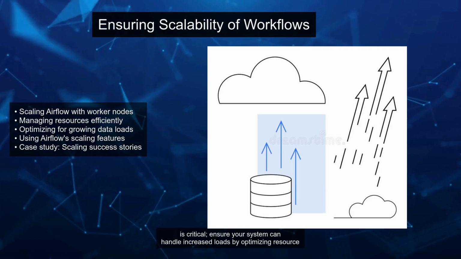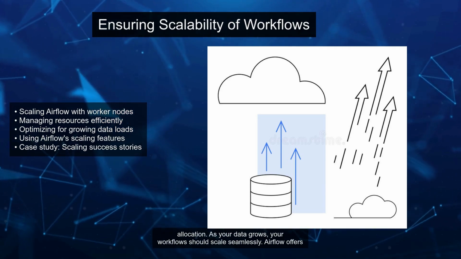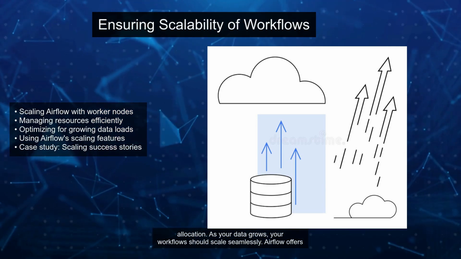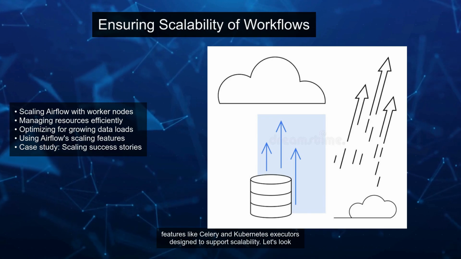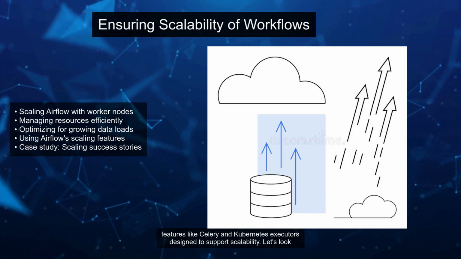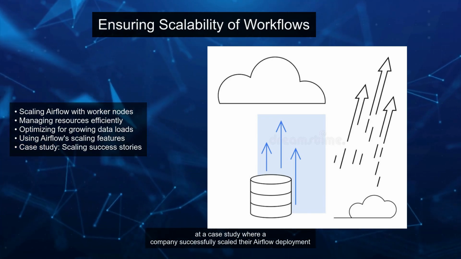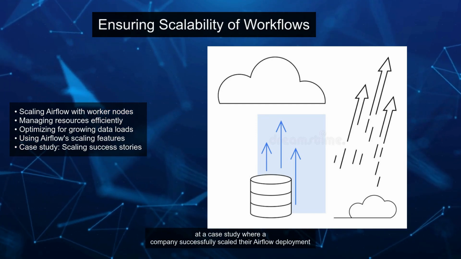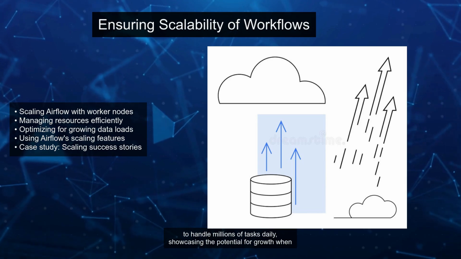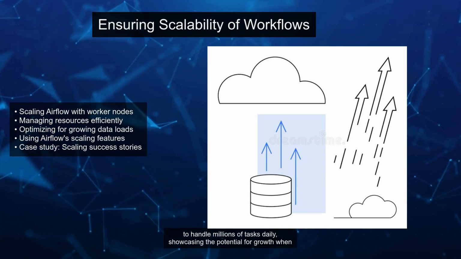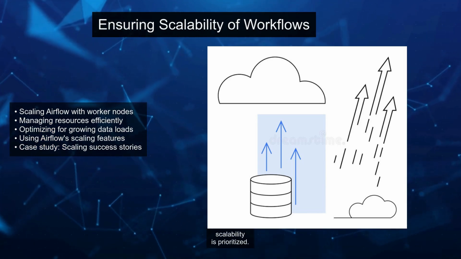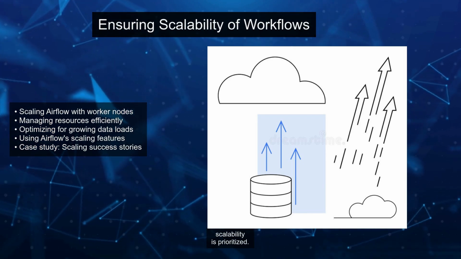Efficient resource management is critical. Ensure your system can handle increased loads by optimizing resource allocation. As your data grows, your workflows should scale seamlessly. Airflow offers features like Celery and Kubernetes executors designed to support scalability. Let's look at a case study where a company successfully scaled their Airflow deployment to handle millions of tasks daily, showcasing the potential for growth when scalability is prioritized.